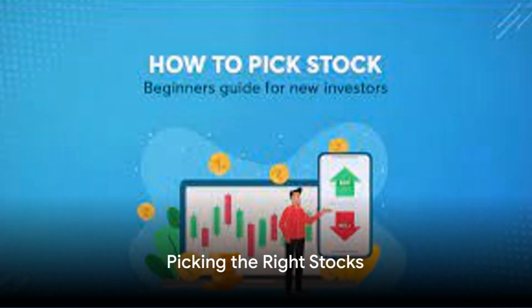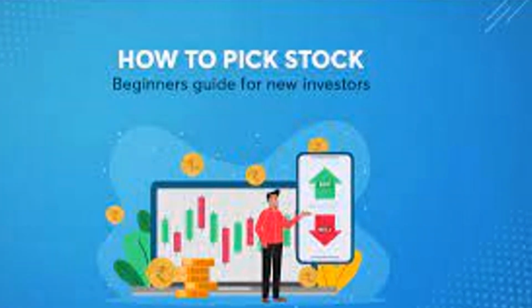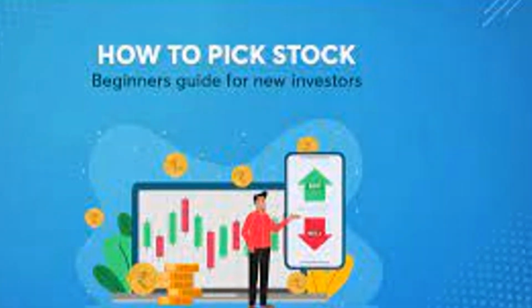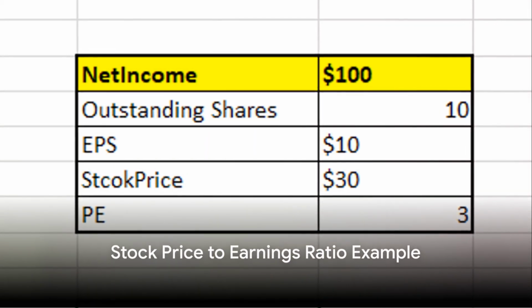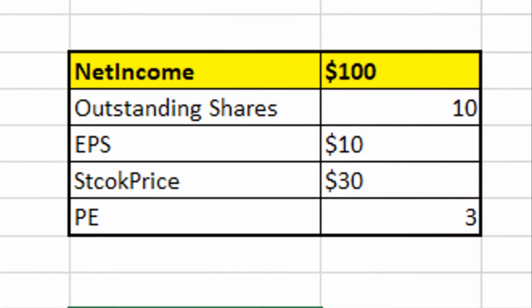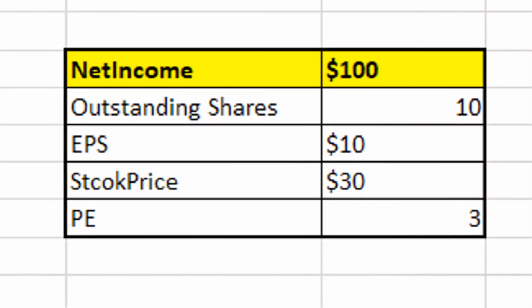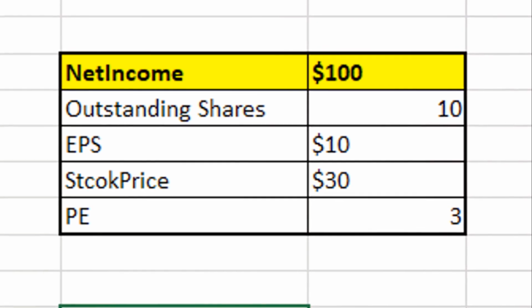Picking the right stocks to invest in is like finding the perfect recipe. It's all about mixing the right ingredients. So what are these ingredients? Let's dive in. Let's take an example company named Stock Portfolio Limited. Assume Stock Portfolio Limited's net income is $100, outstanding shares 10, so earnings per share, EPS, is $10. Stock price is $30.